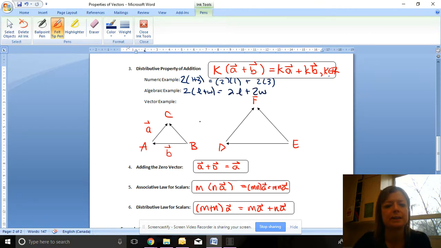So here's a vector example. Say we have this A and this B. Then that means that this is actually A plus B, or B plus A, but we already showed commutative.